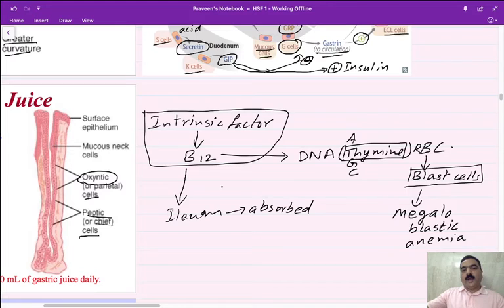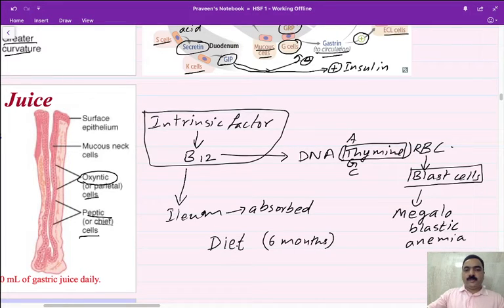Either due to deficiency of vitamin B12 from the diet. So it can be due to a dietary deficiency. This requires a prolonged duration of deficiency of vitamin B12 to cause a deficiency. For example, you need to stop taking vitamin B12 for about 6 months, because there will be storage of vitamin B12 in the liver.